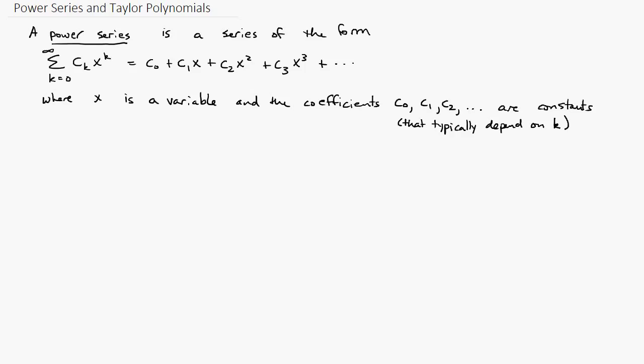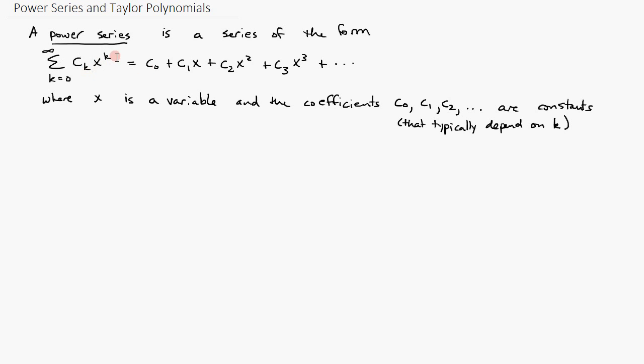In this video, we're going to talk about power series and Taylor polynomials. So a power series is a kind of series which involves a variable. Generally, a power series is a series of the following form: the sum k equals 0 to infinity of c_k times x to the k.